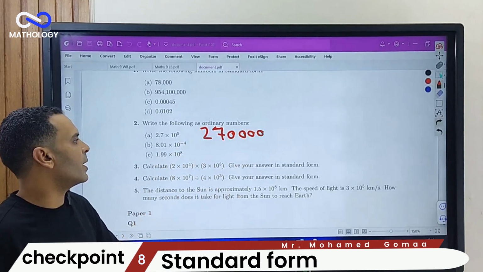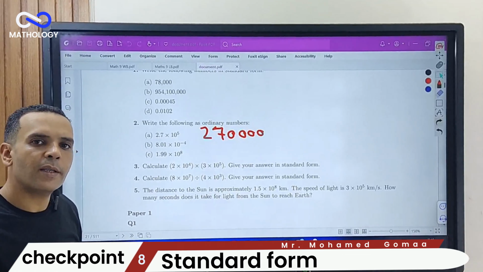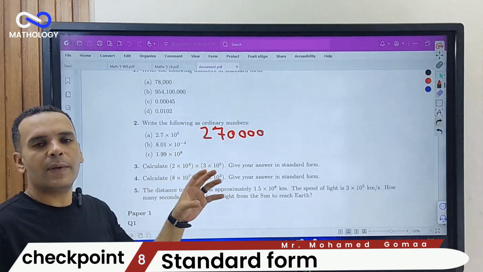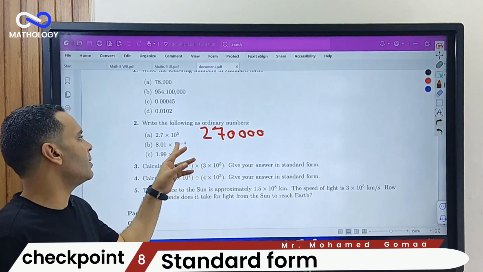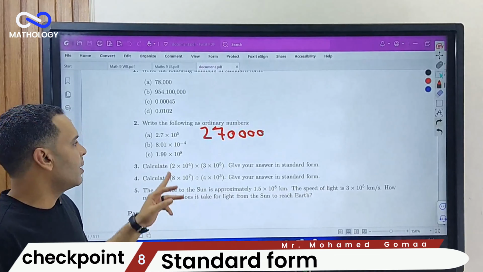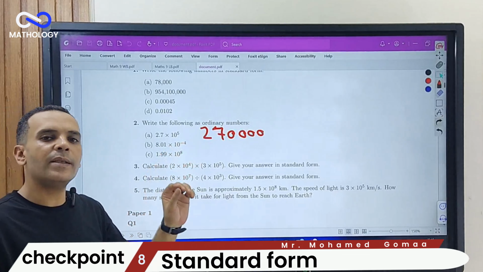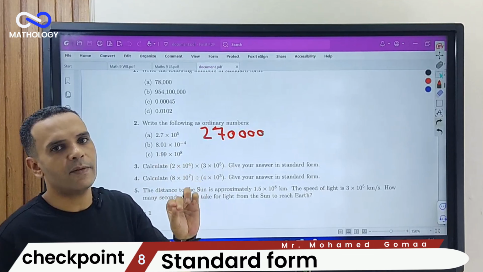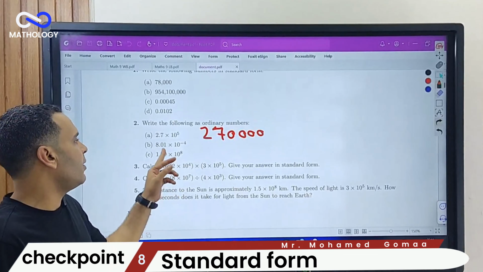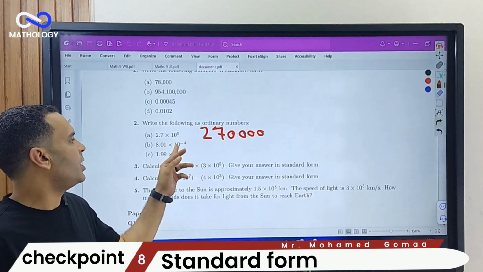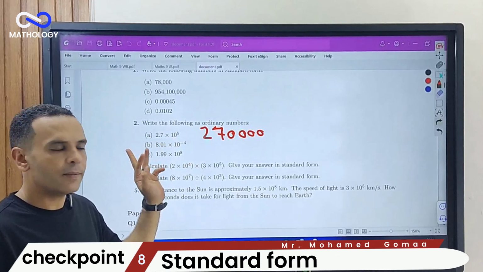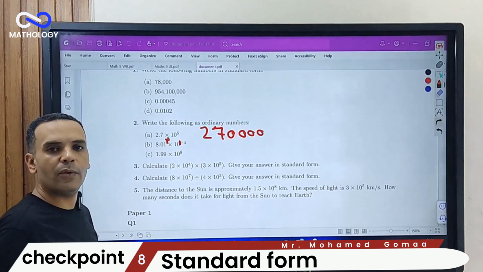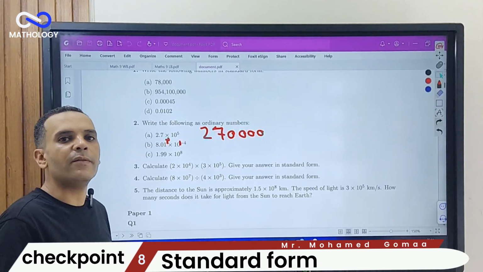8.01 multiply 10 to power negative 4. Multiply 10 to power negative 4 means divided by 10 power 4. Change the multiplication to divide and change the sign of the power of the 10. Multiply by 10 power 4 means divided by 10 to power negative 4. If you change the sign of the operation, change the sign of the power of 10. So this means divide, and this means positive 4. Divided by 10 power 4 means divided by 10,000.